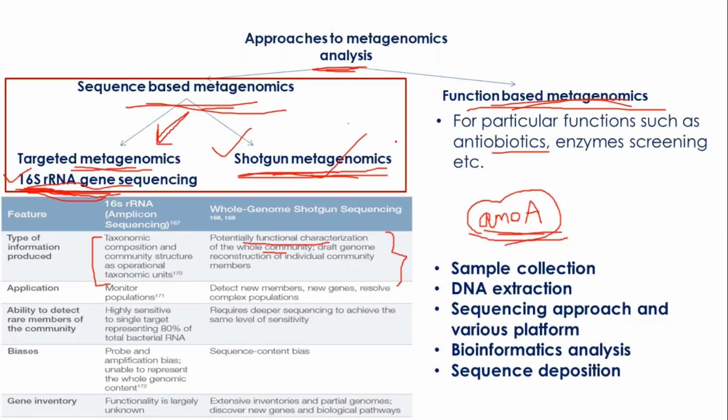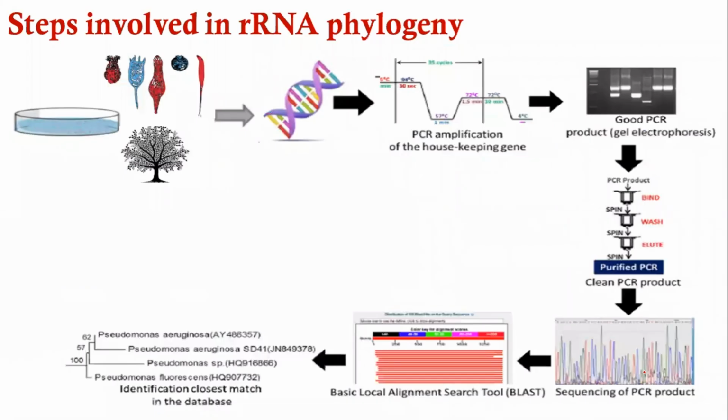In any of the methods of metagenome, as I said, you have a sample collection, you have a DNA extraction, you have a sequencing approach, you have a bioinformatic analysis, and finally all the results are deposited in a public database, right? So let us look again in a clearer way at this particular step, that is PCR amplification of any molecular marker, or you can also do it with a housekeeping gene.